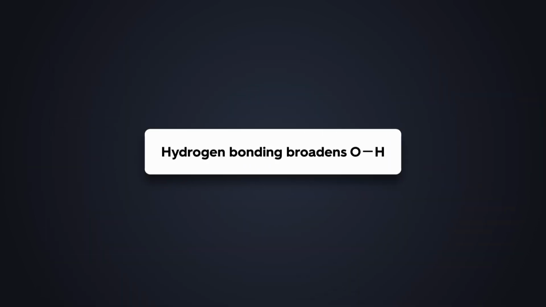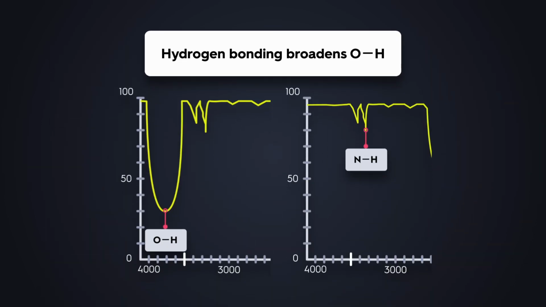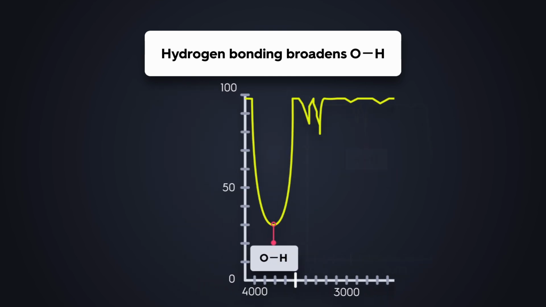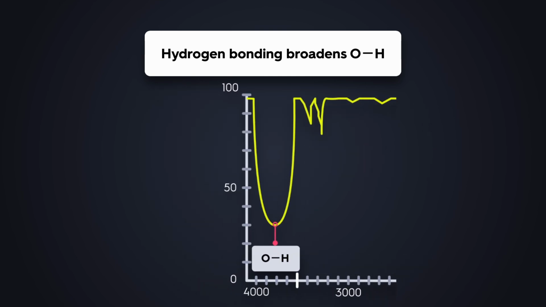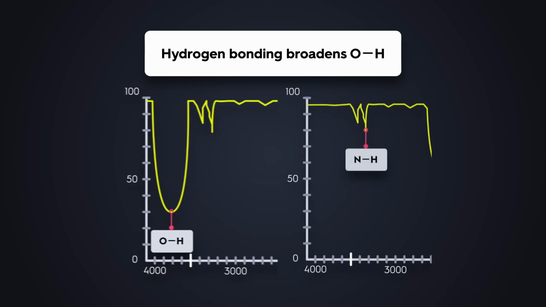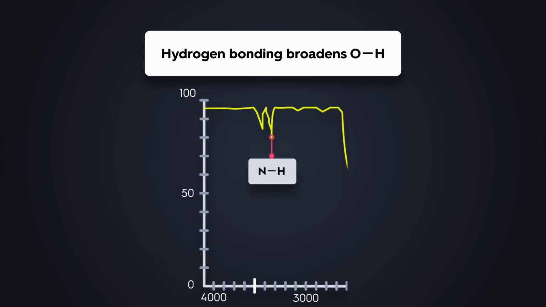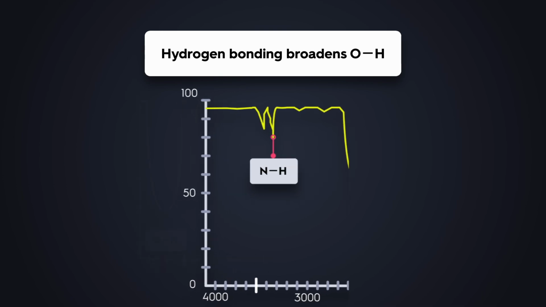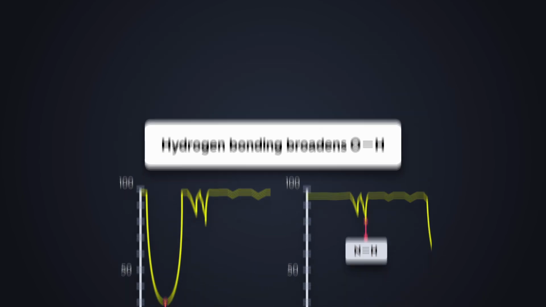A common mix-up is OH bond versus NH bond. OH bond is broad and rounded because hydrogen bonding smears out the signal. NH bond is sharper and usually less intense, sometimes showing a pair of small spikes for a primary amine.